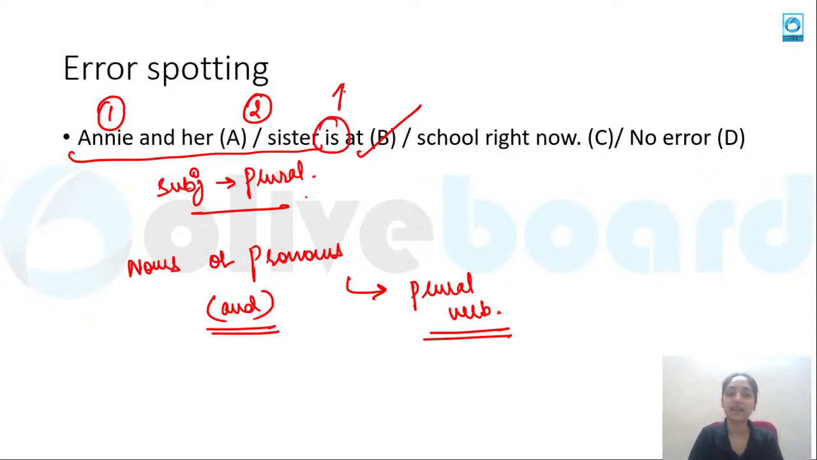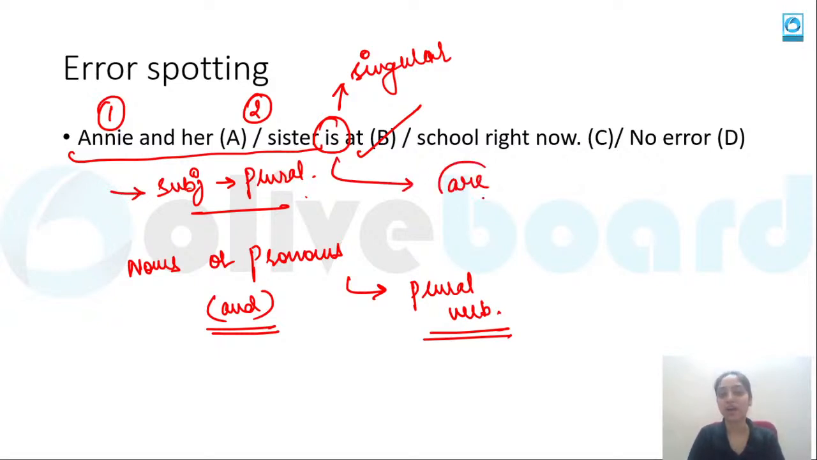"Is" here is incorrect. "Is" is a singular verb. On the other hand, your subject is plural. So "is" must be replaced by "are". "Are" is absolutely correct. Option B is the correct answer. Sikandar, Soumya, correct answers. If you have a doubt in this part, or any doubts in this particular question, you can ask your doubts, guys.